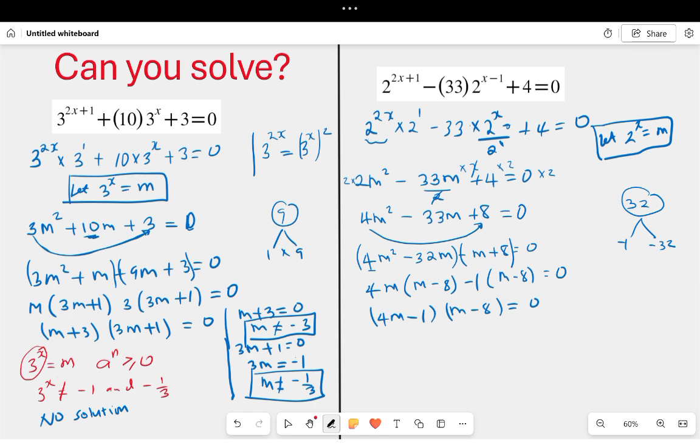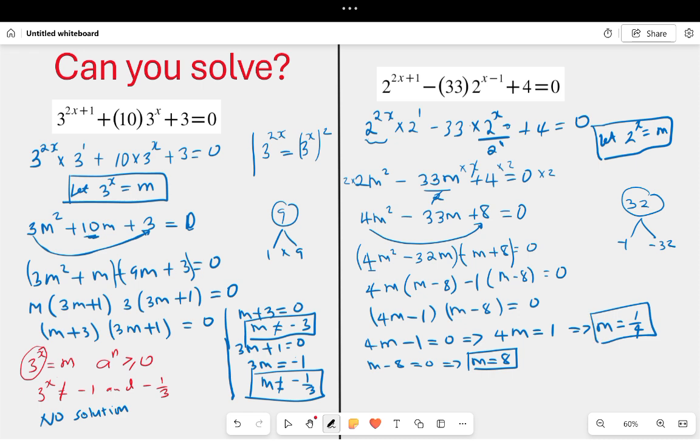Now, getting the solutions for m. For 4m minus 1 equal to 0, 4m is equal to 1, and therefore m is equal to 1 over 4. The next one is m minus 8 equal to 0, therefore m is equal to 8. So these are the two solutions for m.